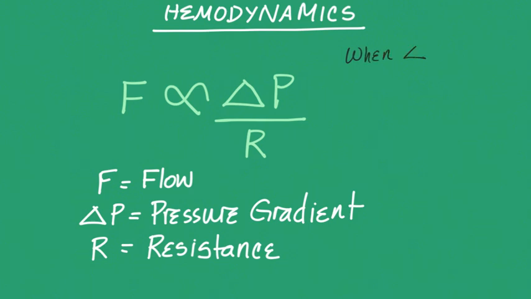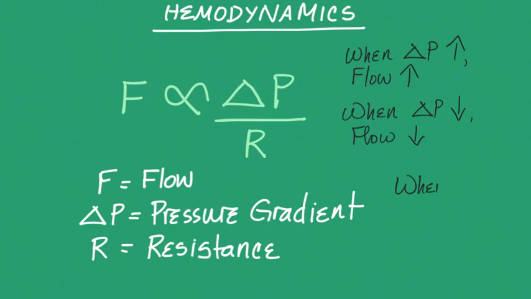When the pressure gradient is high or increases, flow increases as well. When the pressure gradient decreases, when the pressure difference between two points decreases, flow decreases as well. So they move in the same direction because they are on the same line in this equation. Resistance, however, is below, and so resistance is inversely proportional to flow. So when resistance increases, flow decreases, and when resistance decreases, flow increases.